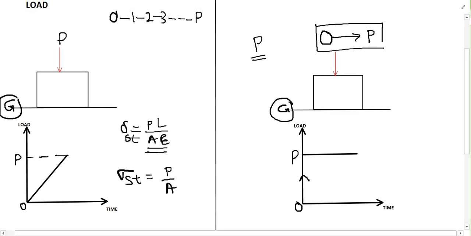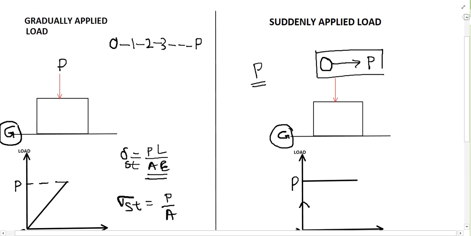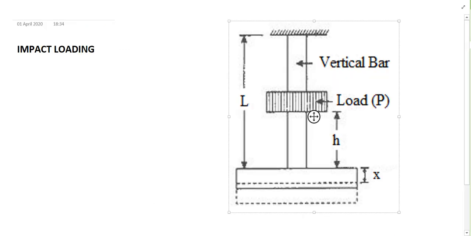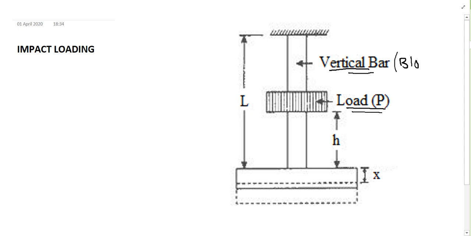Now I think you must have understood what's the difference between gradually applied load and suddenly applied load. Now we will move on to impact loading, what impact loading actually is. Here in impact loading, the load is in the form of weight P and it is at a certain height H. Now this vertical bar is our element or block on which we are going to apply this load.